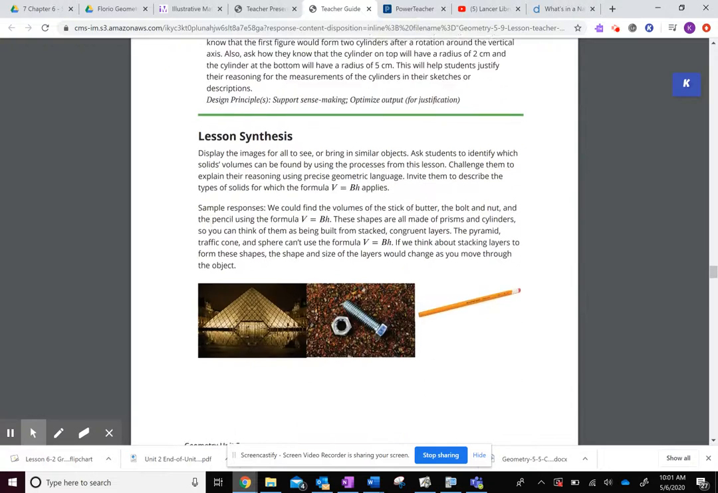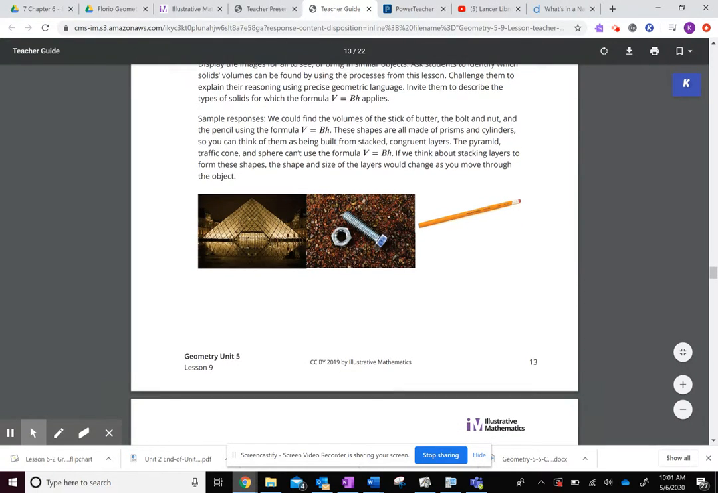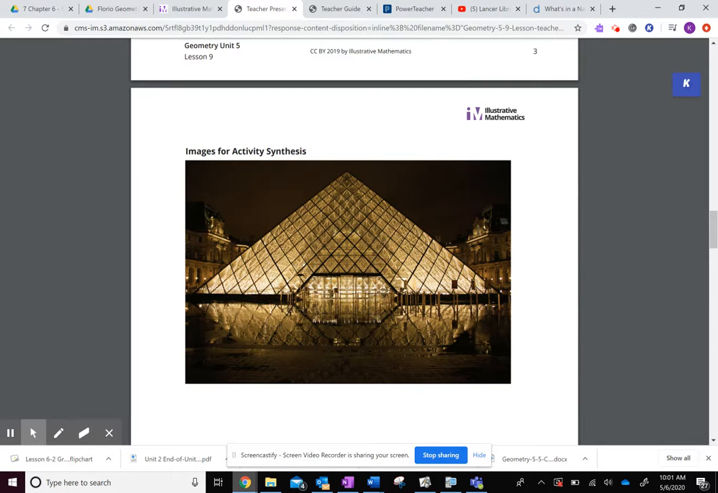Looking at these shapes down here, which ones will our volume formulas work for? Can I use the area of the base times the height here? It wouldn't work on this shape because the base is a big square, but then that square gets smaller and smaller and smaller. The cross section gets smaller as you go up. So we would not be able to use that formula on a pyramid.